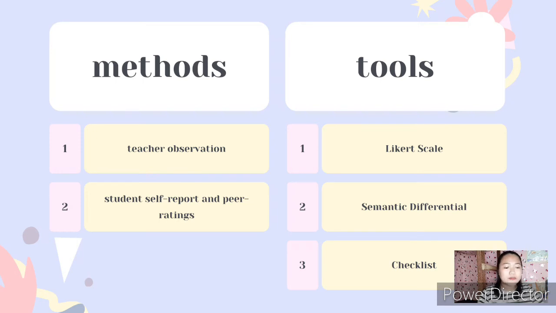According to Macmillan, 2007, there are three feasible methods of assessing learners' development in the affective domain. The first in the list is teacher observation, and the two others are student self-report and peer ratings. Furthermore, these methods of assessing learning in the affective domain can use tools such as Likert scale, semantic differential, checklist, and sentence completion. This will be discussed after these methods of affective assessment.